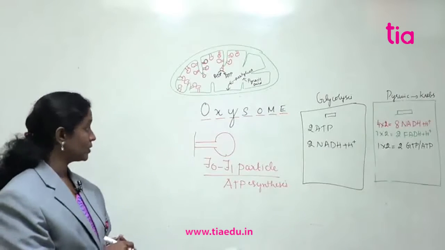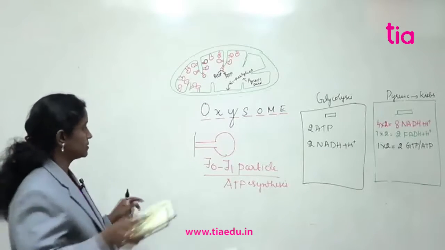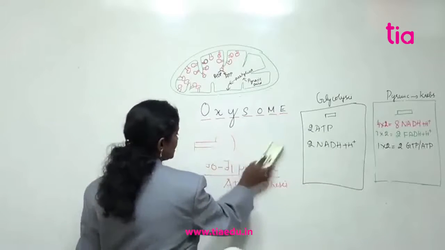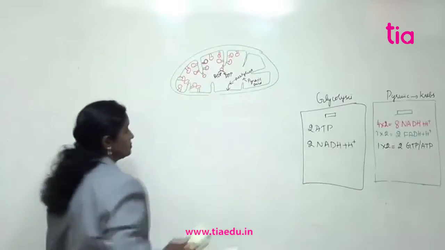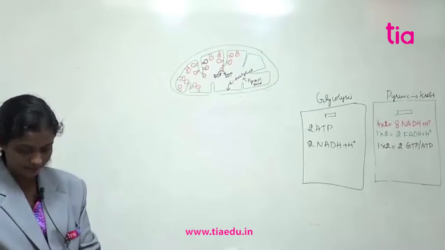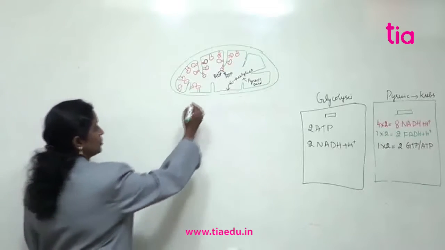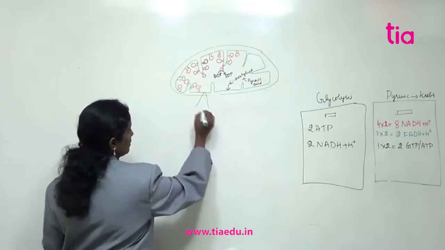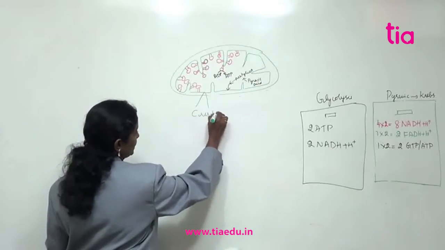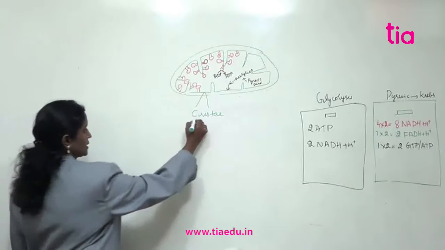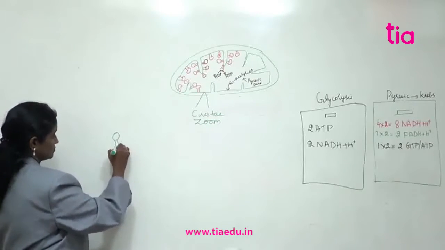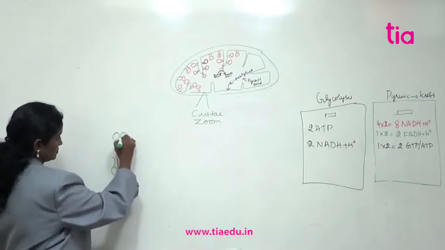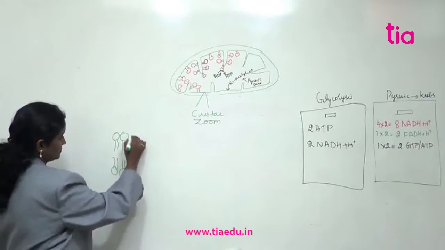Fantastic answer there. Now we are taking all these saved energies and we are going inside the mitochondria. Shall we go inside the mitochondria? I'm going to zoom in on this mitochondria, this inner membrane. The cristae is going to be zoomed in. Shall we zoom in? Yes, we are going to zoom in on the cristae, the mitochondrial inner membrane.